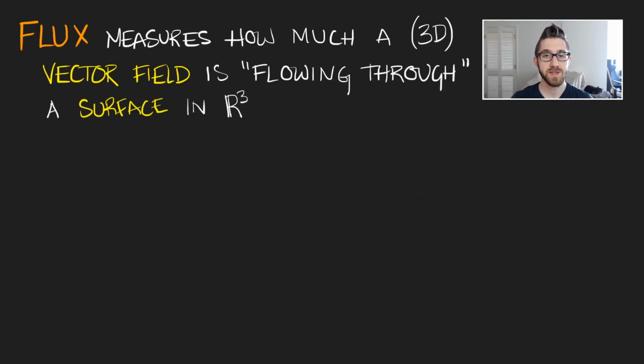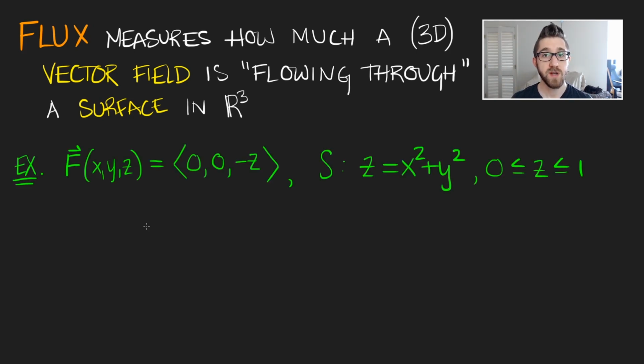Okay, so in our class, whenever we're talking about flux, there's going to be a vector field involved and there's going to be a surface involved. And the question that we're going to be asking is, how much is the vector field flowing through the surface? We'll be trying to answer the question, how much does this vector field, 0, 0, negative z, flow through the paraboloid z equals x squared plus y squared that lies between 0 and 1? So let's go over to GeoGebra for a picture.